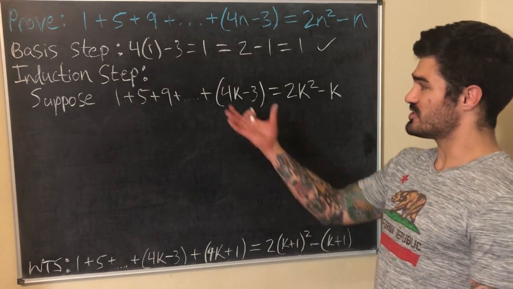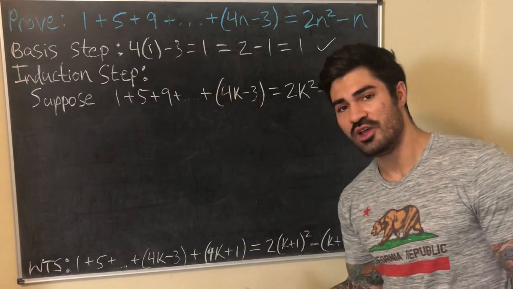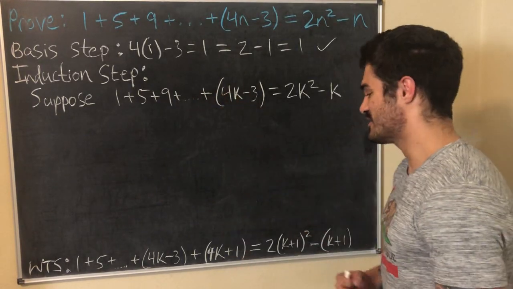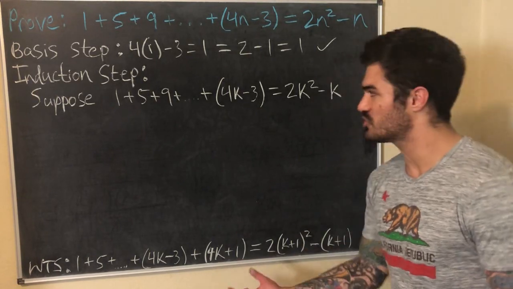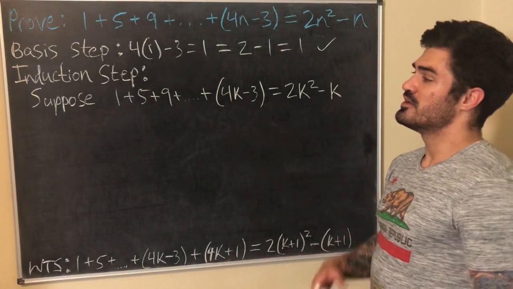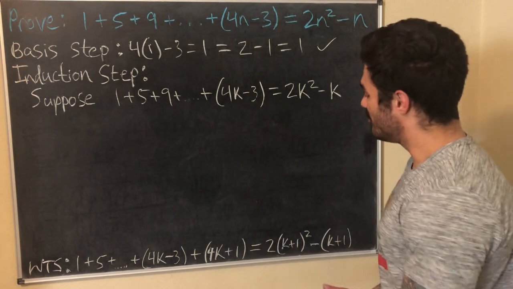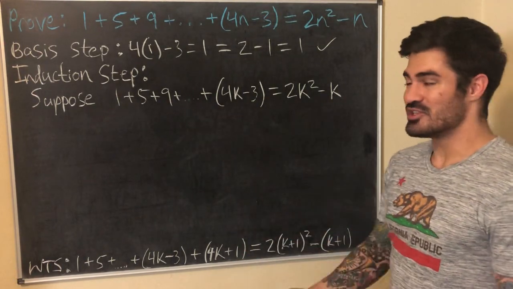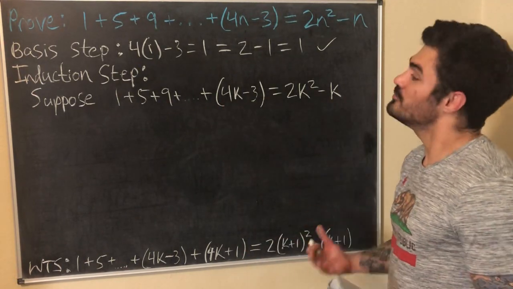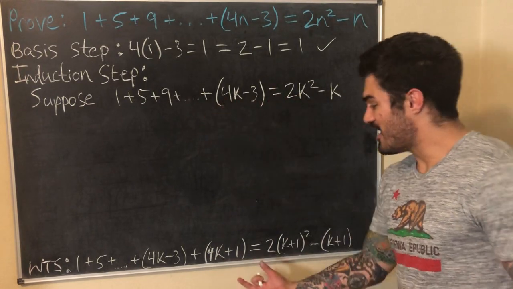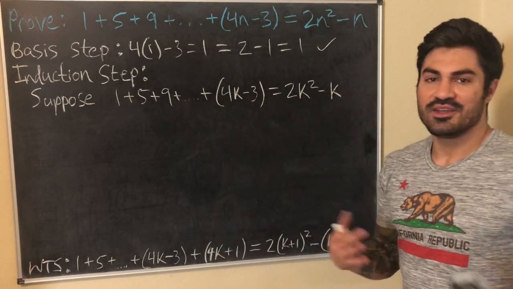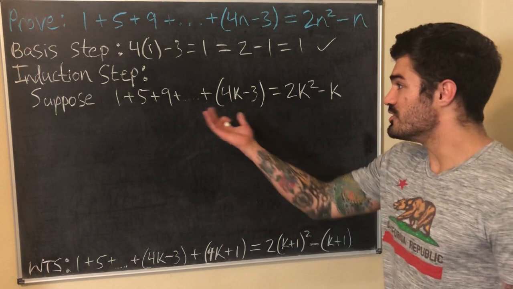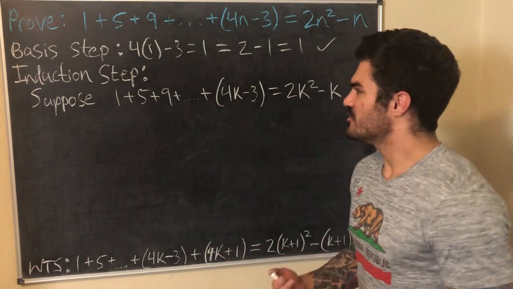So we can again notice, what's the difference between our assumption and what we want to show? Well, on the left-hand side, the only difference is this 4k plus 1 being added, right? So similarly to the last example, we can take this equation, since we know that these two things are indeed equal. That means if we add 4k plus 1 to both sides, it's still true. They're still equal. So I'm going to go ahead and do that and see if we can go from there.